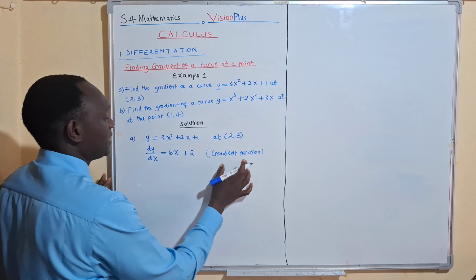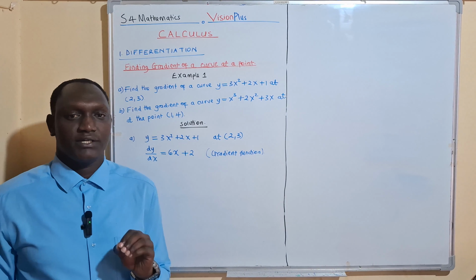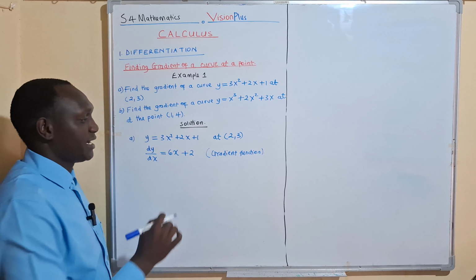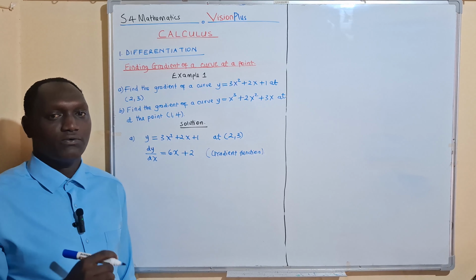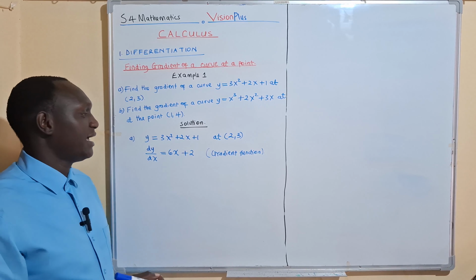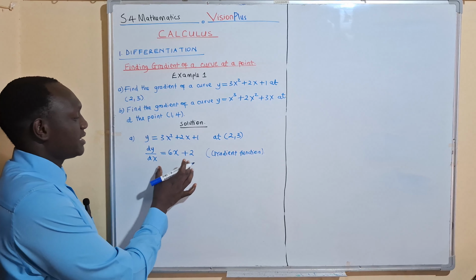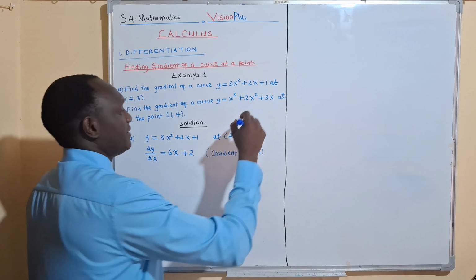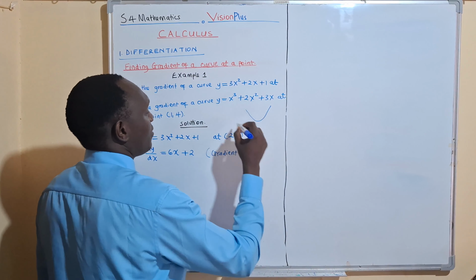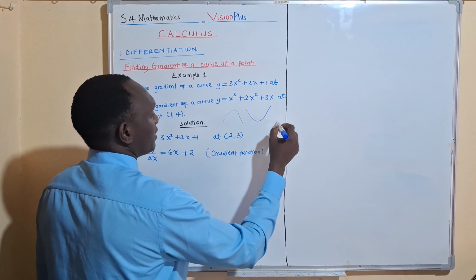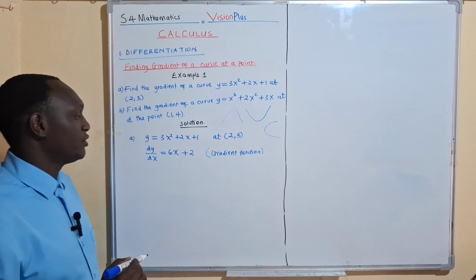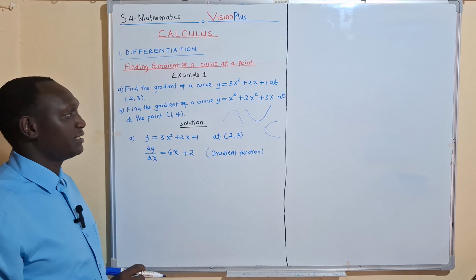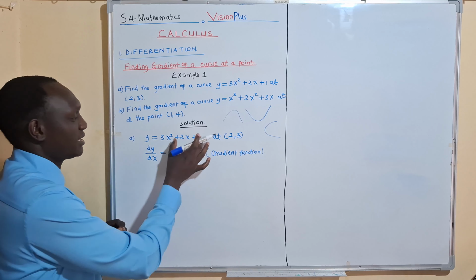Now, what is the importance of the gradient function? The importance of the gradient function is that it defines for us what the gradient of the curve would be at any given point. So this gradient function applies to anywhere on the curve. The curve is something in this manner, or can be in this manner, or can be in this manner, in any way. So the gradient function defines for us generally what the gradient would be at any point on that curve.